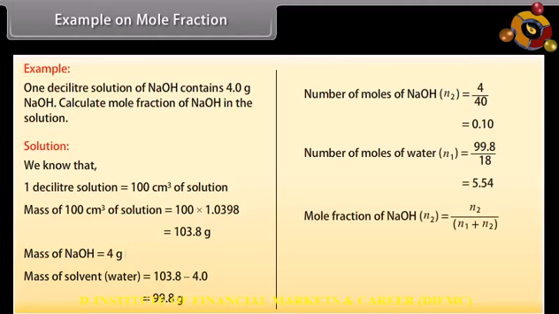Mole fraction of NaOH, X2, is equal to N2 upon N1 plus N2 whole, which is equal to 0.018. Hence, mole fraction of NaOH in the solution is 0.018.